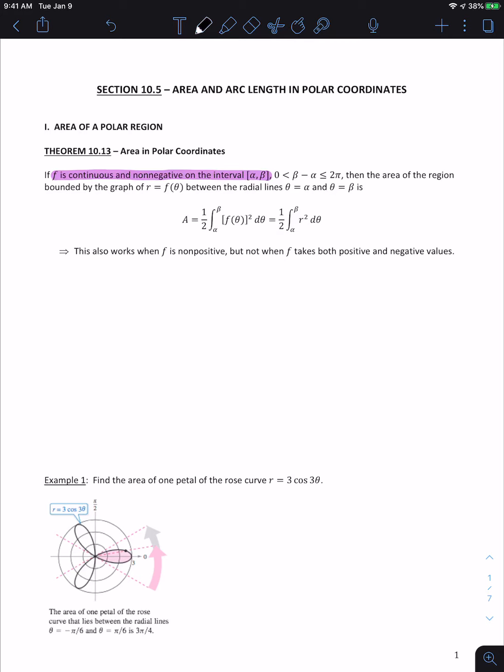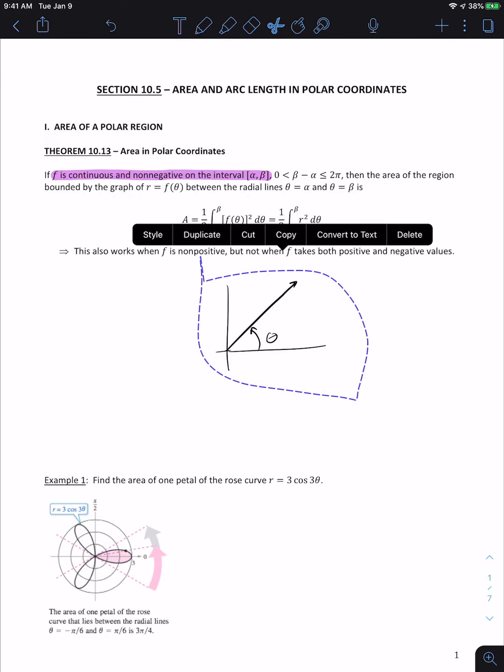So remember, what do these radial lines mean? A radial line, if it's theta equals alpha or theta equals beta, just means go to the angle that's theta in this coordinate system and then draw a line there, right? So that's what we're talking about here.